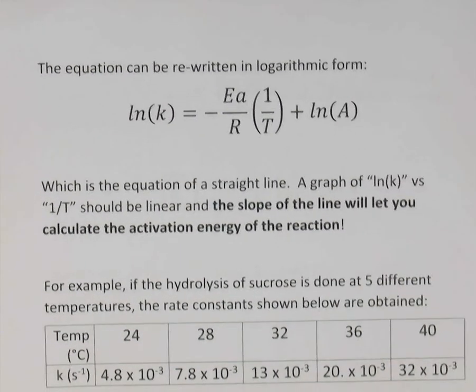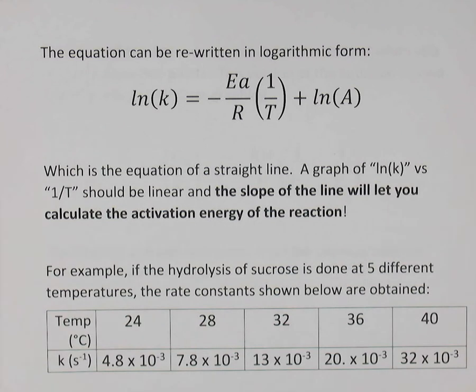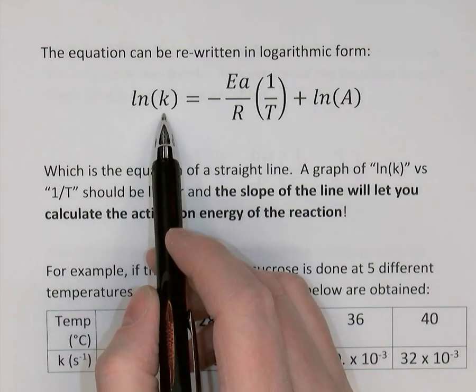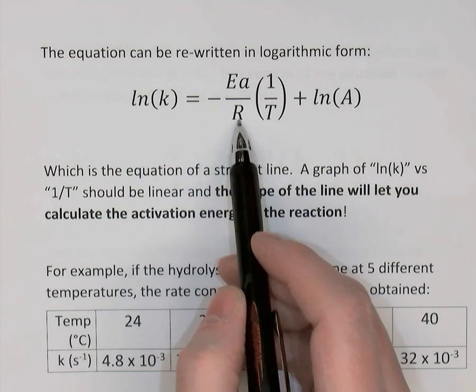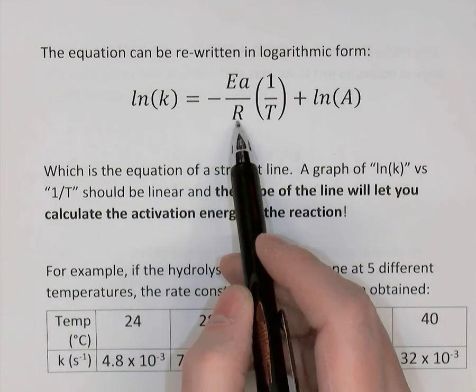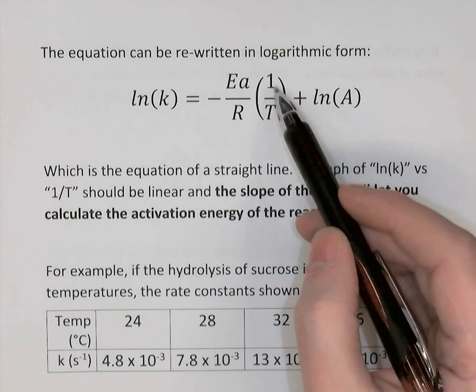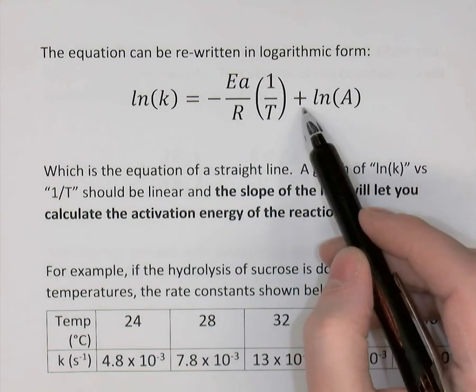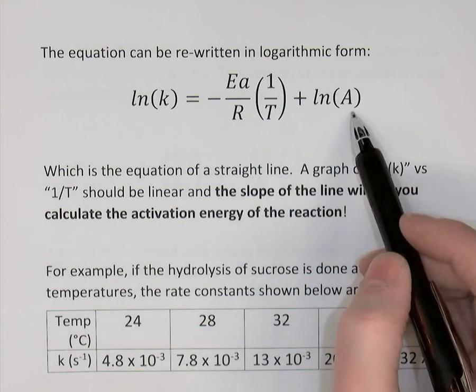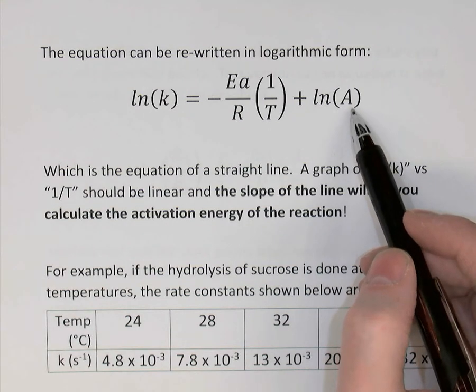If you just convert the exponential form into a logarithmic form, you get this equation. Natural log of the rate constant is negative Ea over R, the activation energy and the ideal gas constant, times 1 over the Kelvin temperature, plus the natural log of the pre-exponential factor.